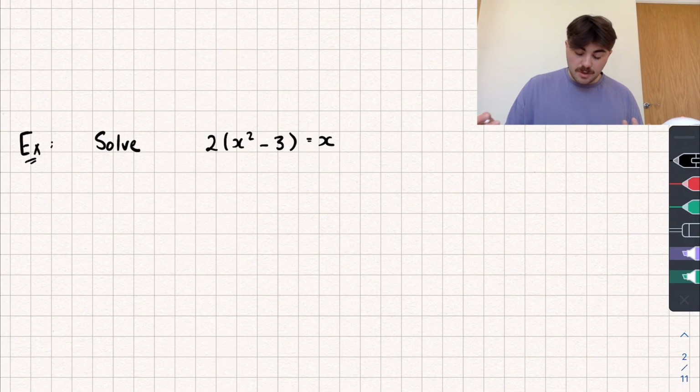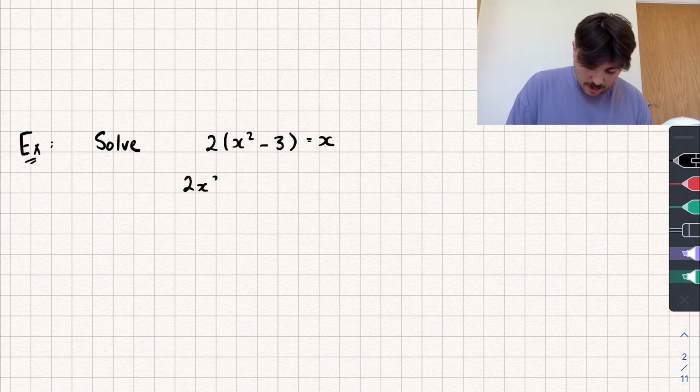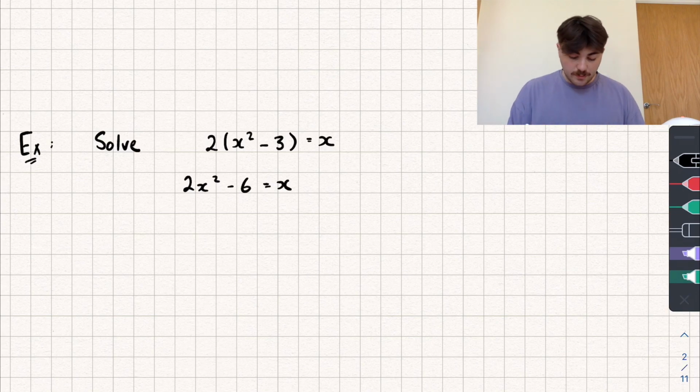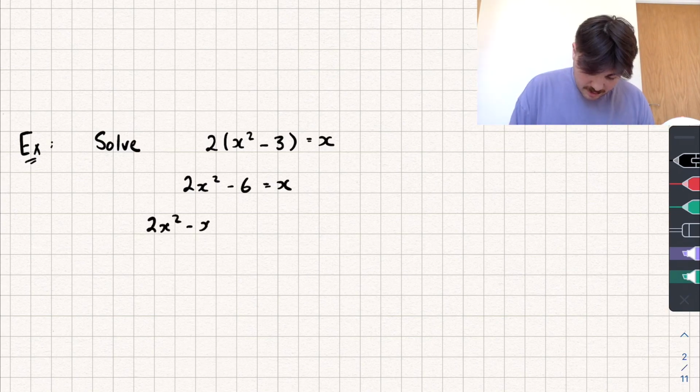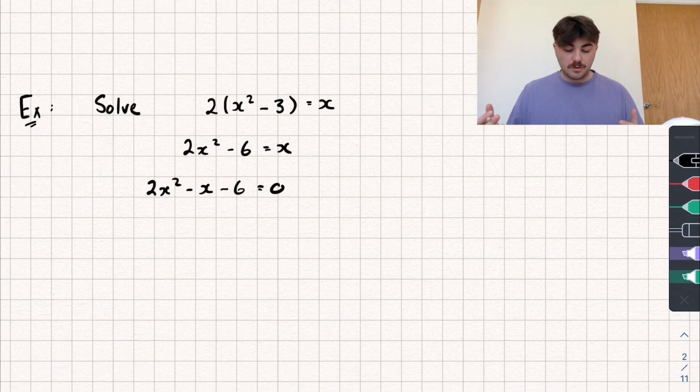So the first thing we're going to do is expand the bracket. So we're going to get 2x squared minus 6 equals x. I'm then going to subtract x from both sides and we get 2x squared minus x minus 6 is equal to 0. Now we just follow the process that we did above.